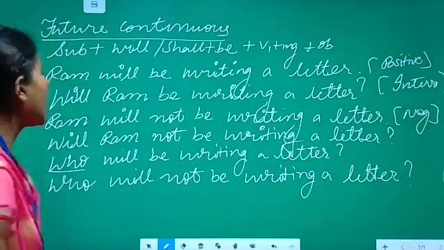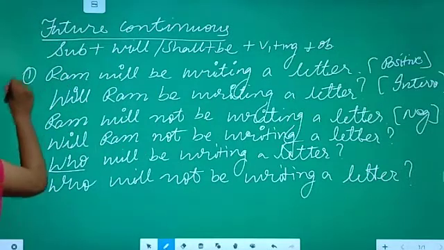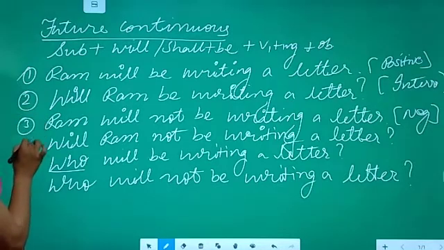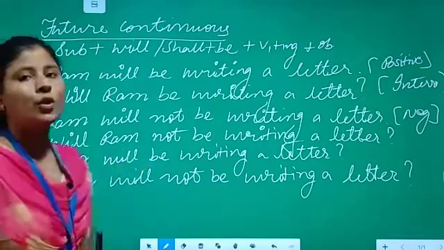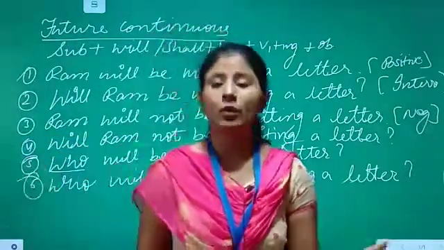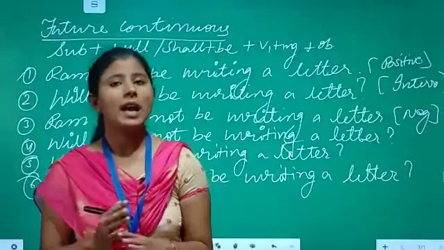So these all are the 6 parts of the sentences. 1, 2, 3, 4, 5 and 6. So this is how you can form various sentences, interrogative, negative, WH word and all.